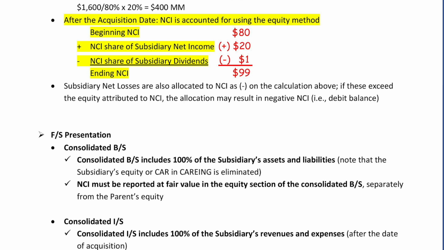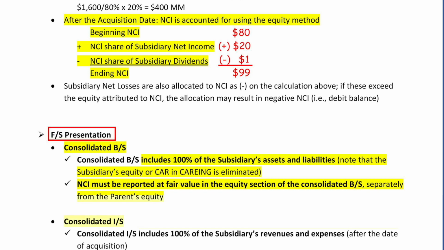Moving down on this page, put a box around financial statement presentation. Highlight consolidated balance sheet, and highlight includes 100% of the subsidiary's assets and liabilities. Note that the subsidiary's equity or CARING is eliminated. Next one, highlight NCI must be reported at fair value in the equity section of the consolidated balance sheet separately from the parent's equity.